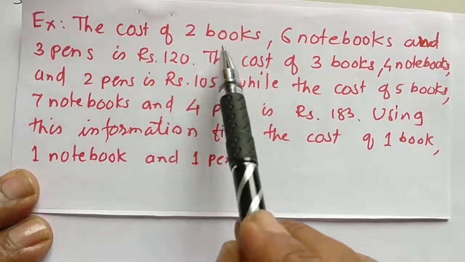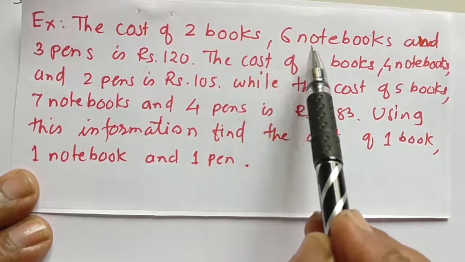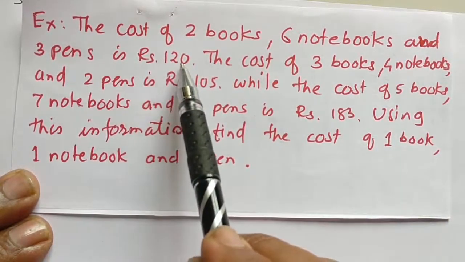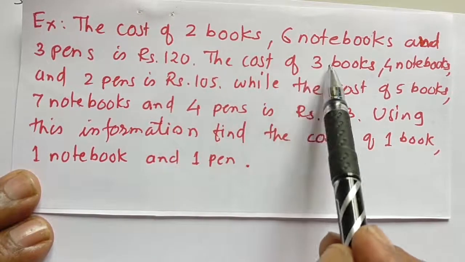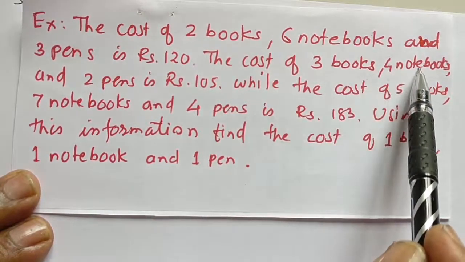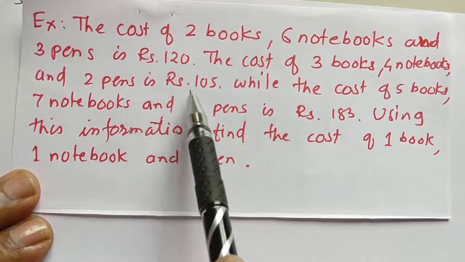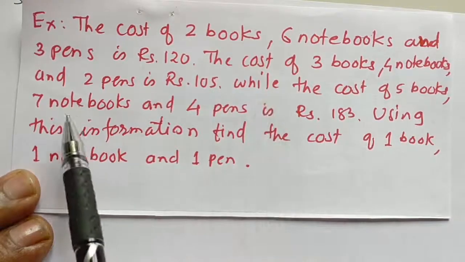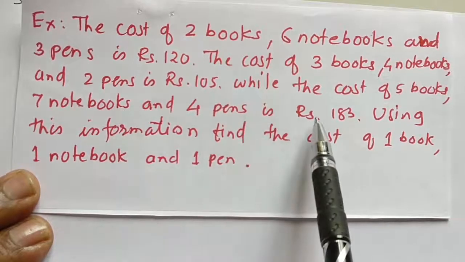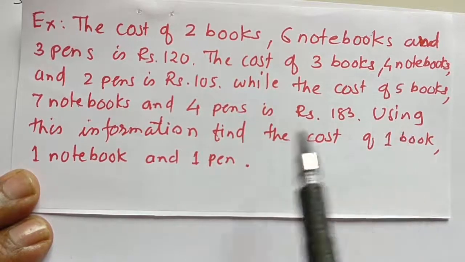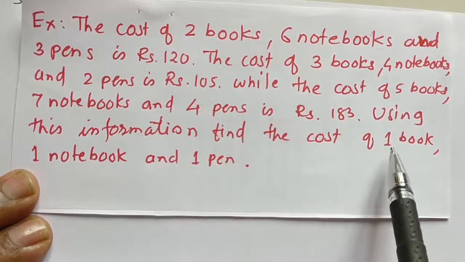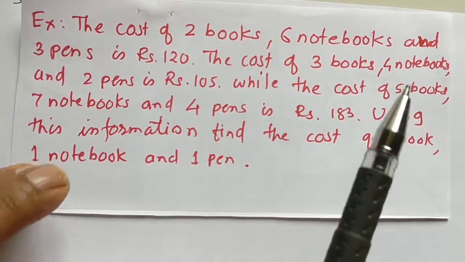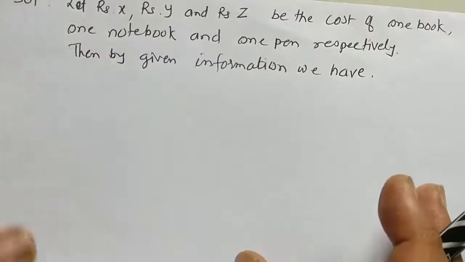Example: the cost of 2 books, 6 notebooks and 3 pens is rupees 120. The cost of 3 books, 4 notebooks and 2 pens is rupees 105, while the cost of 5 books, 7 notebooks and 4 pens is 183. Using this information, find the cost of 1 book, 1 notebook and 1 pen.